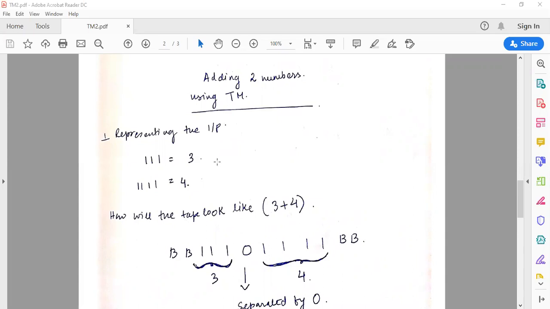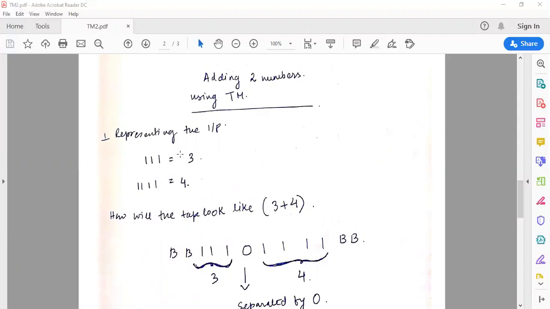First of all, before going into the detailed procedure, we'll see how to represent the input numbers. Here we are going to follow a unary number system. As you can see, we have two inputs, 3 and 4. For 3, we are going to take 3 ones, and for 4, we are going to take 4 ones, right?